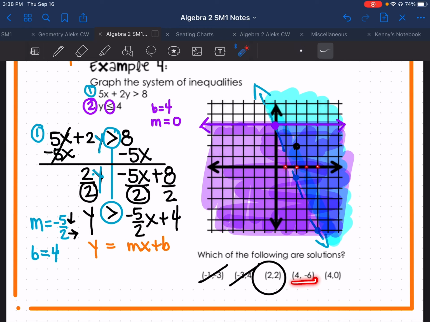How about 4, -6? 1, 2, 3, 4. 1, 2, 3, 4, 5. Okay, it's on the line, but it's on the dashed line for the blue. Nope. 4, 0. 1, 2, 3, 4. Yes, that is clearly in the blue shaded region. There we go. You might be thinking everyone would have two answers. No, remember example 3 today had 3 answers. It just depends.